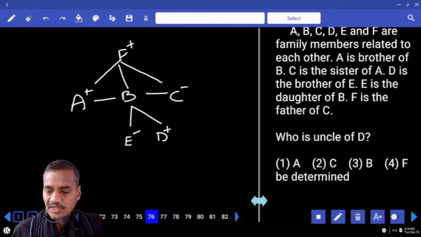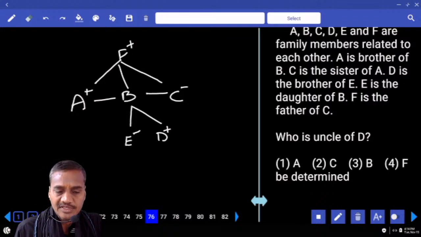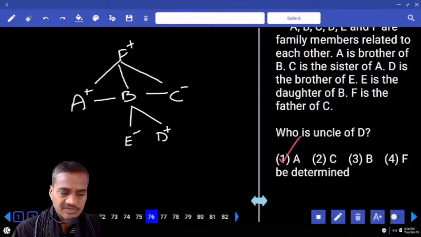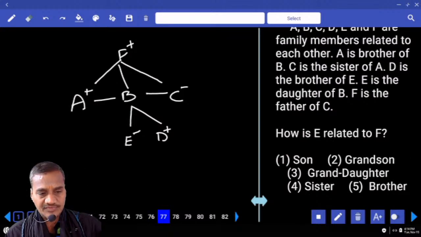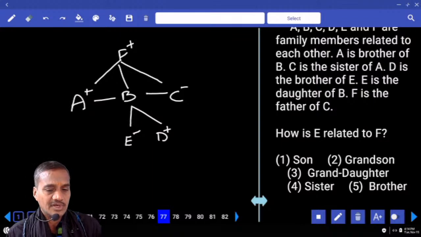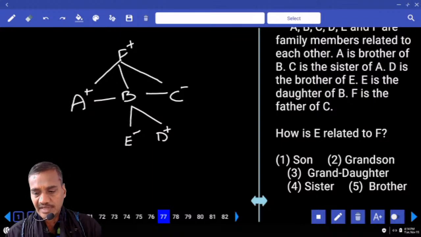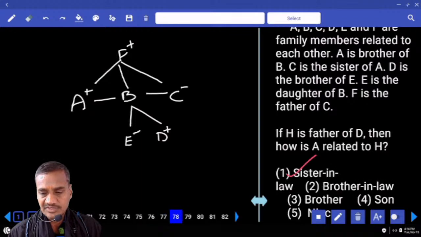Done with this? Then who is the uncle of D? D's father or mother is B and B's brother is A. A, that is choice 1 from question number 76. Then 77, how is E related to F? F's son or daughter's daughter. That is granddaughter, choice 3, question number 77.